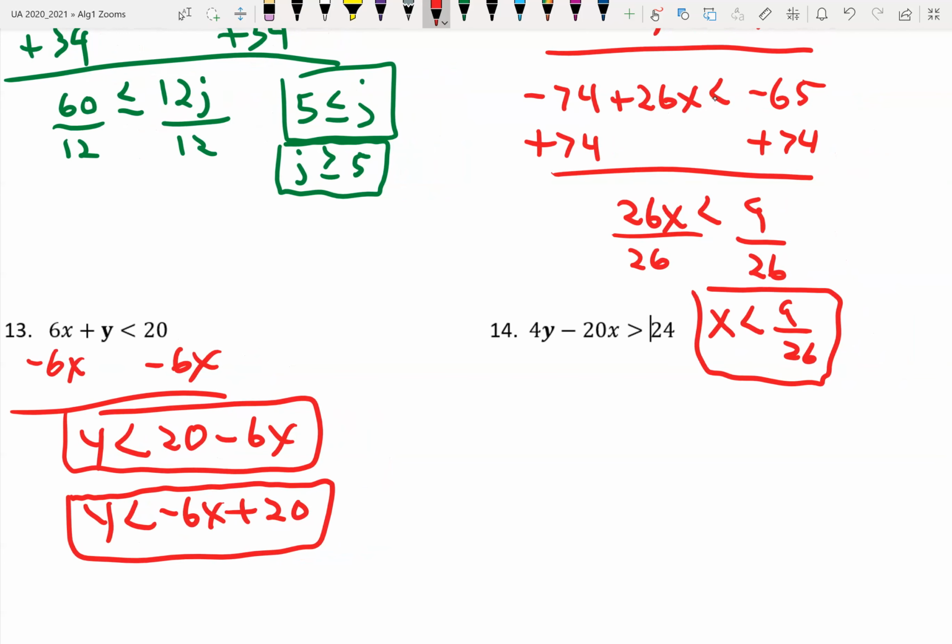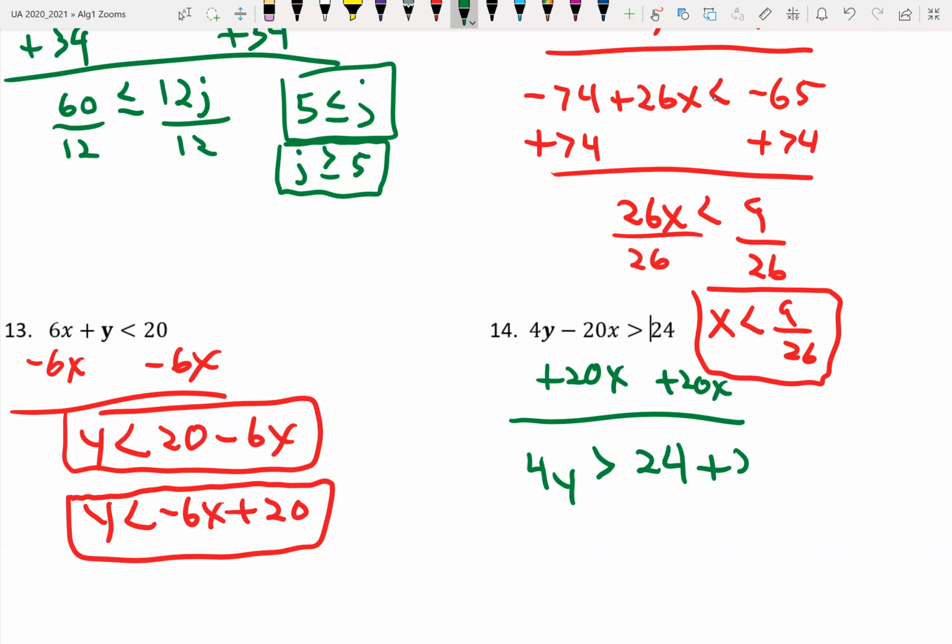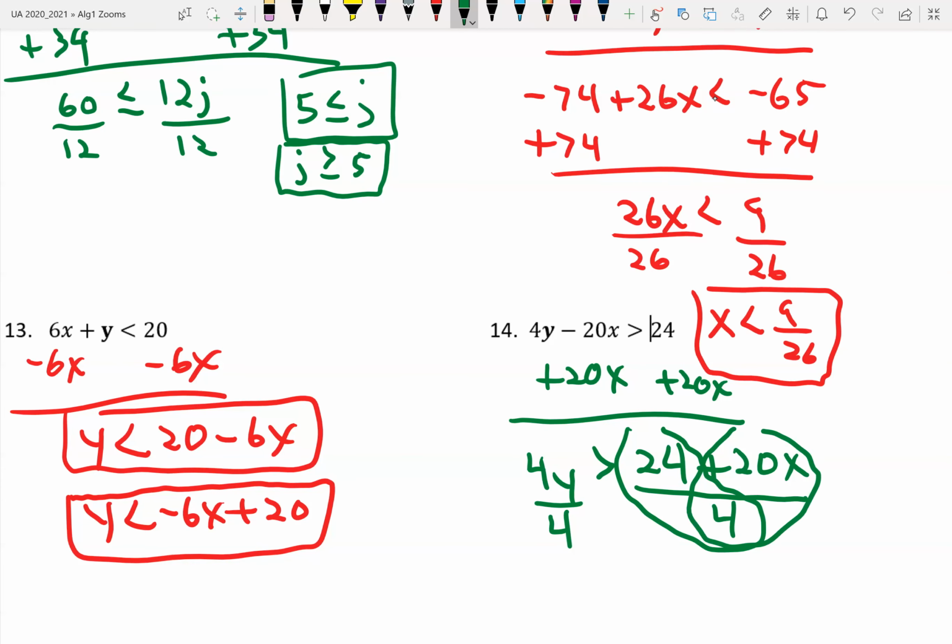Number 14, solving for y, we'll first add 20x on both sides. For y left-hand expression, greater than 24 plus 20x, or 20x plus 24, dividing by 4. Divide the whole side by 4. Equivalently, that's dividing each of these terms by 4.